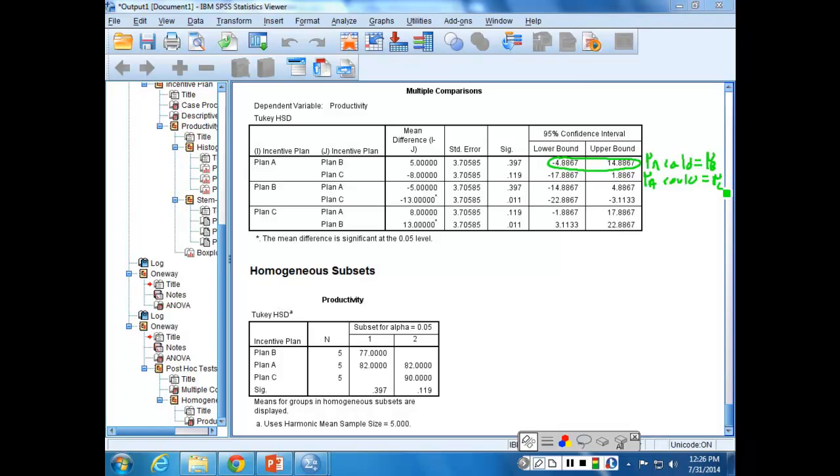So that was A to B, A to C. Now I'm going to go B to C, and that goes from, I should circle that one too. Those are the three. -23 to -3. 0 is not in the interval. Mu B is not equal to mu C. You might also note that it has an asterisk by it. It also has p-values. You can look at the one that's less than 0.05.